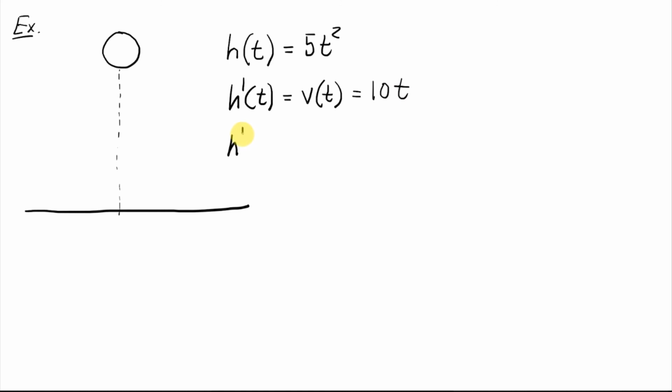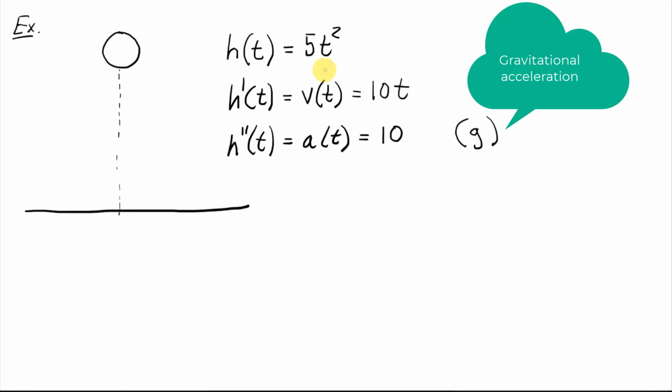If you take the second derivative, that will give us acceleration. And if you take the second derivative of this, you get 10. So that means that the object accelerates to the ground with an acceleration of 10 meters per second squared. So this is an example of how it could be interesting to study derivatives and second derivatives, for example, in physics.